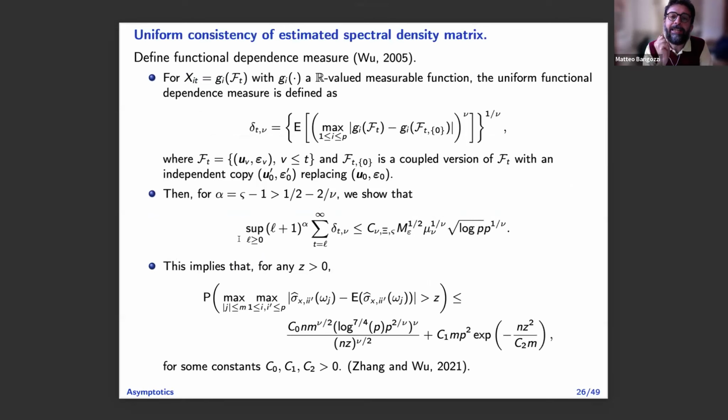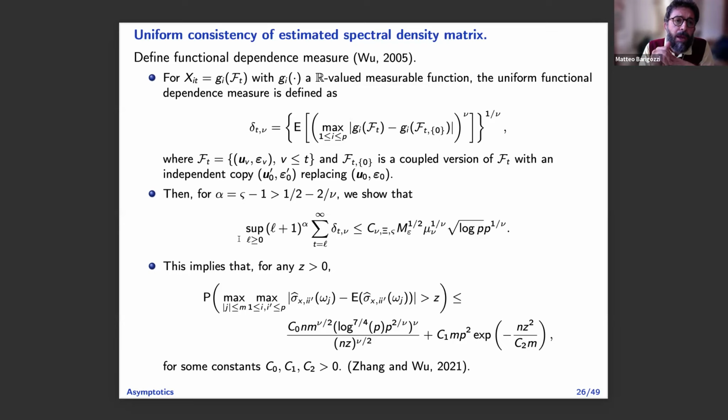So the whole point is estimating the large spectral density matrix. On that, there is a very nice literature by J.B.R. Wu that we used for our results. This is very technical, so I don't think I will spend much time. He introduced a functional dependence measure, which I find particularly intuitive and interesting, but obviously people might prefer other measures.